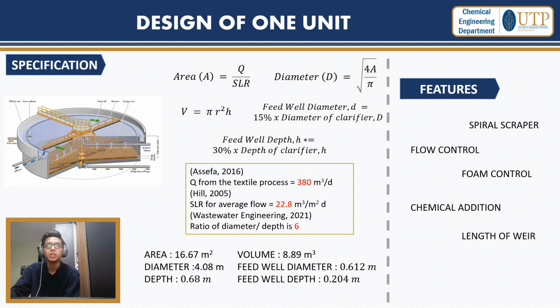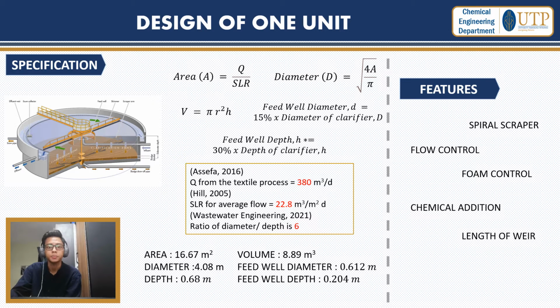We move on to the next factor, the specification of the secondary clarifier, which consists of the area, the diameter, the depth, the volume, and the inlet of the secondary clarifier, which consists of the feed well diameter and feed well depth. The calculation for the specification will be based on the formula, and the design specification will be based on the literature review, where the volumetric flow rate is 380 meter cube per day, the SLR, which is the surface loading rate, is 22.8 meter cube per meter square day, and the ratio of diameter over depth is equal to 6.